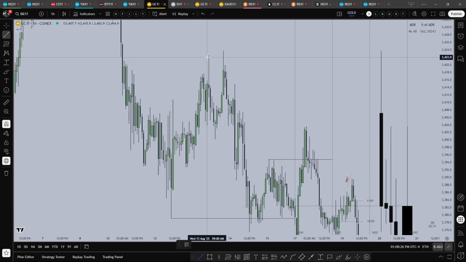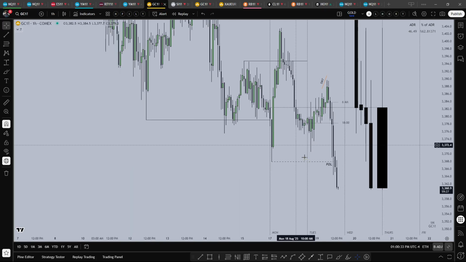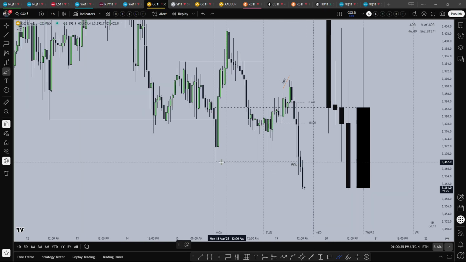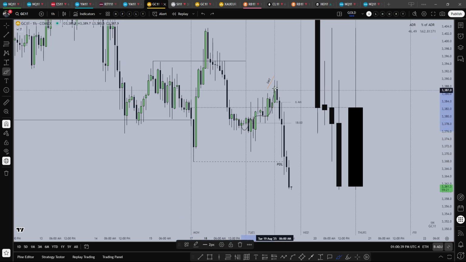High is being rejected, so lows would be my draw, and you can see how the current daily candle formed. This was open, high, and then again high getting rejected. So yes, this was my idea.